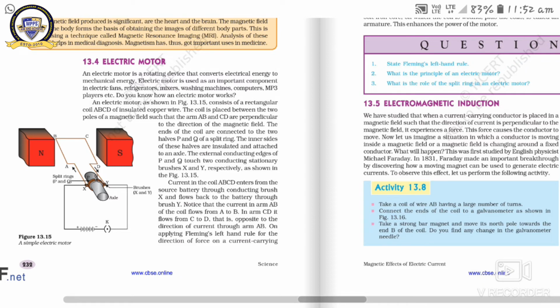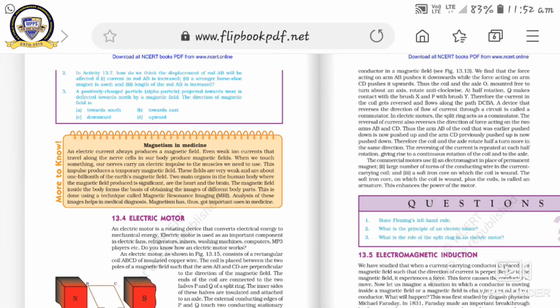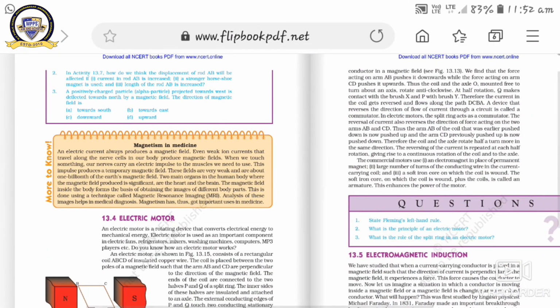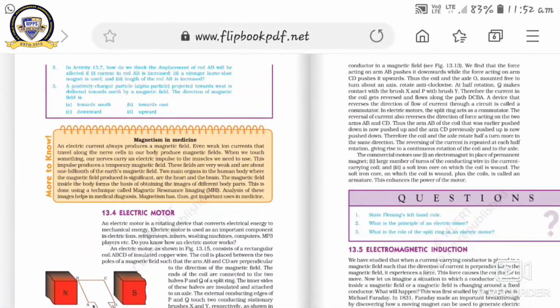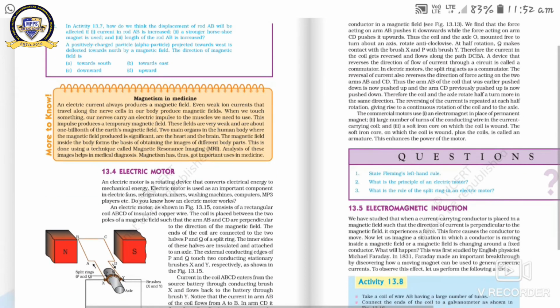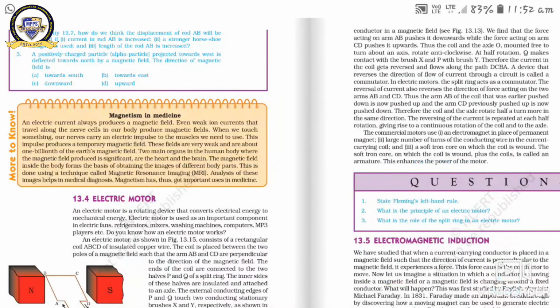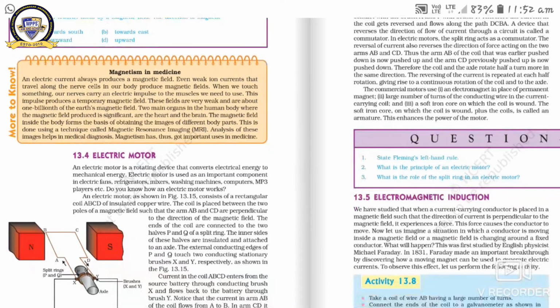I am applying Fleming left hand rule for the direction of force on a current carrying conductor. In a magnetic field, see figure 13.13, we find that the force acting on arm AB pushes it downwards. It means here the direction of the current is from A to B and the direction of the magnetic field is from north to south. So if you use the Fleming left hand rule, you can find the direction of the force.